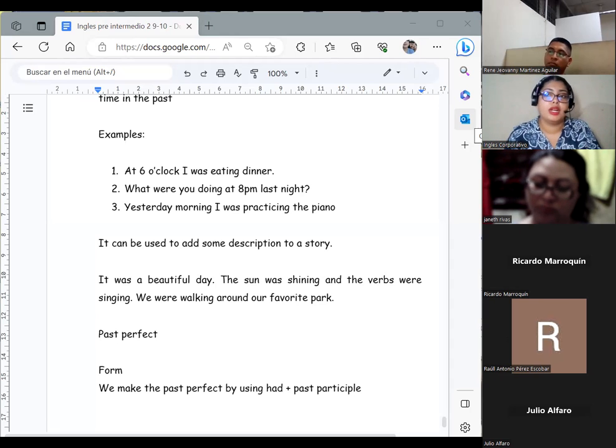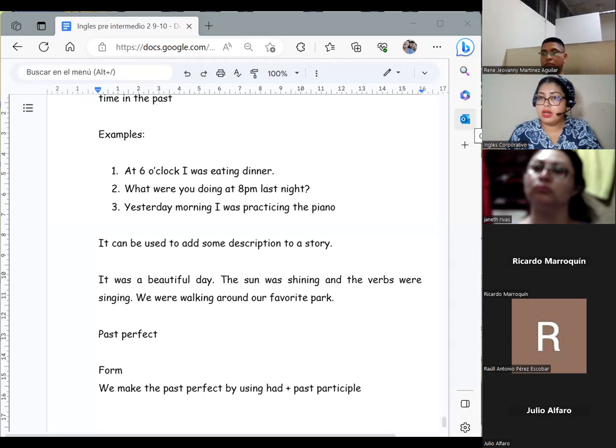So in that case, we are going to use the auxiliary in past. But we have the past participle in the verb.